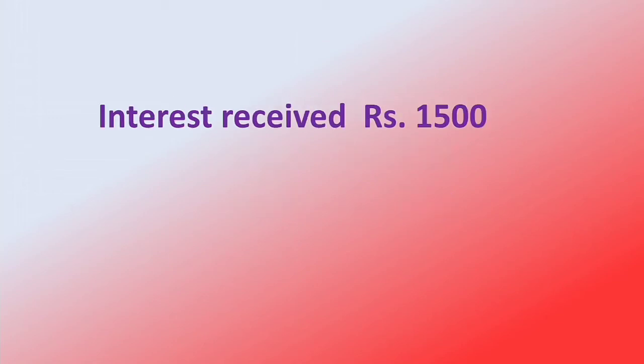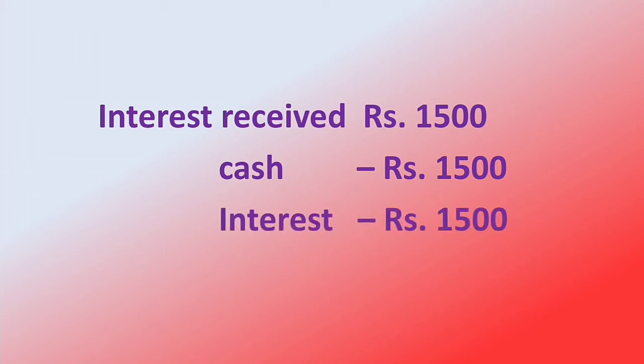Now the next one, interest received. Interest received in the form of cash. Then our cash balance is increasing. So the first aspect is cash account for rupees 1500. Interest received means it is an income. So we have to record that income. Then the next aspect is interest received or interest for rupees 1500. Here the two accounts to be recorded are cash account and interest account, both for rupees 1500 each.